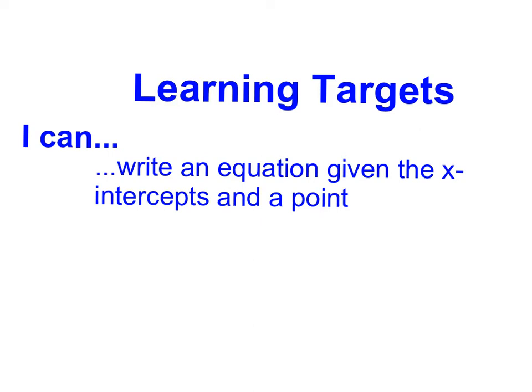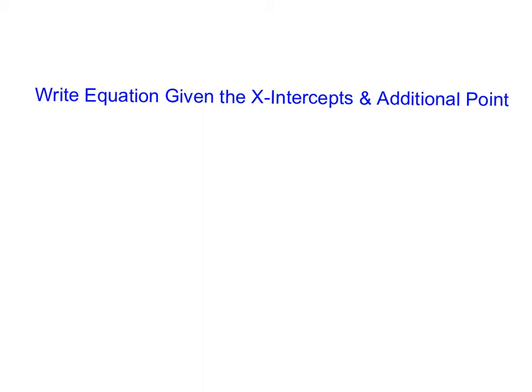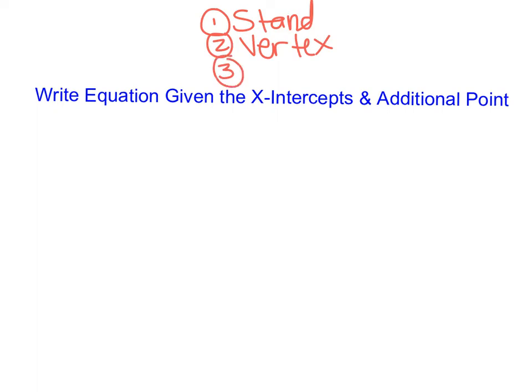In this video, we're going to focus on writing a quadratic function when we're given the x-intercepts of that function and then one additional point. So remember, we have three different forms of a quadratic function. We have our standard form, we have vertex form, and we have our intercept form. And because we're given the x-intercepts here, we're going to write our equations all in intercept form because we can put those intercepts directly into our equation.